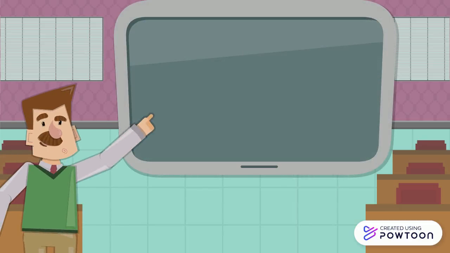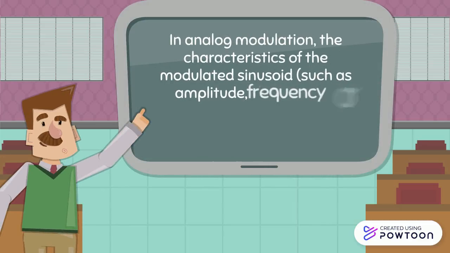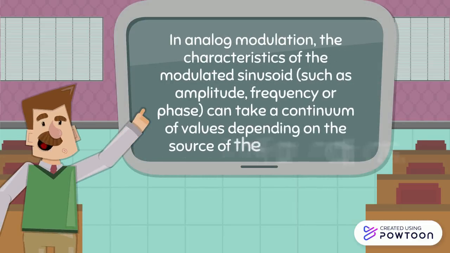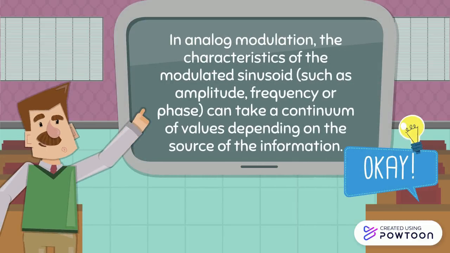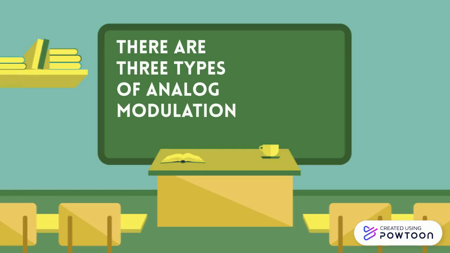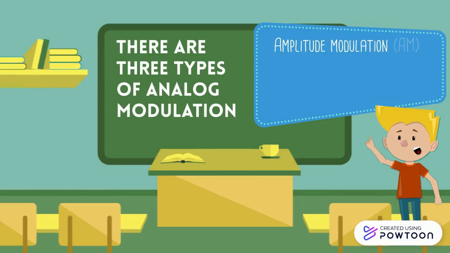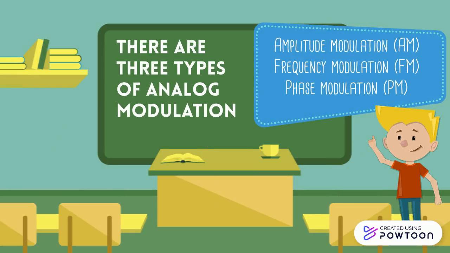In analog modulation, the characteristic of the modulated sinusoid such as amplitude, frequency, or phase can take a continuum of values depending on the source of the information. There are three types of analog modulation: amplitude modulation (AM), frequency modulation (FM), and phase modulation (PM).